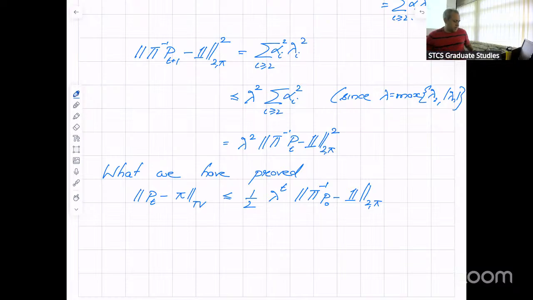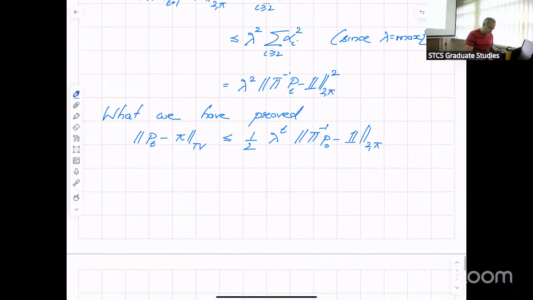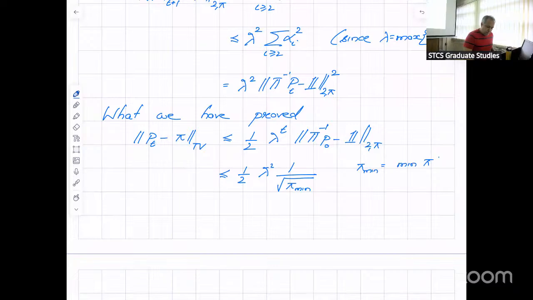In fact, this quantity is less than or equal to half of lambda to the t times 1 over square root of pi min, where pi min is the minimum of pi v over v. I'm just upper bounding that quantity.